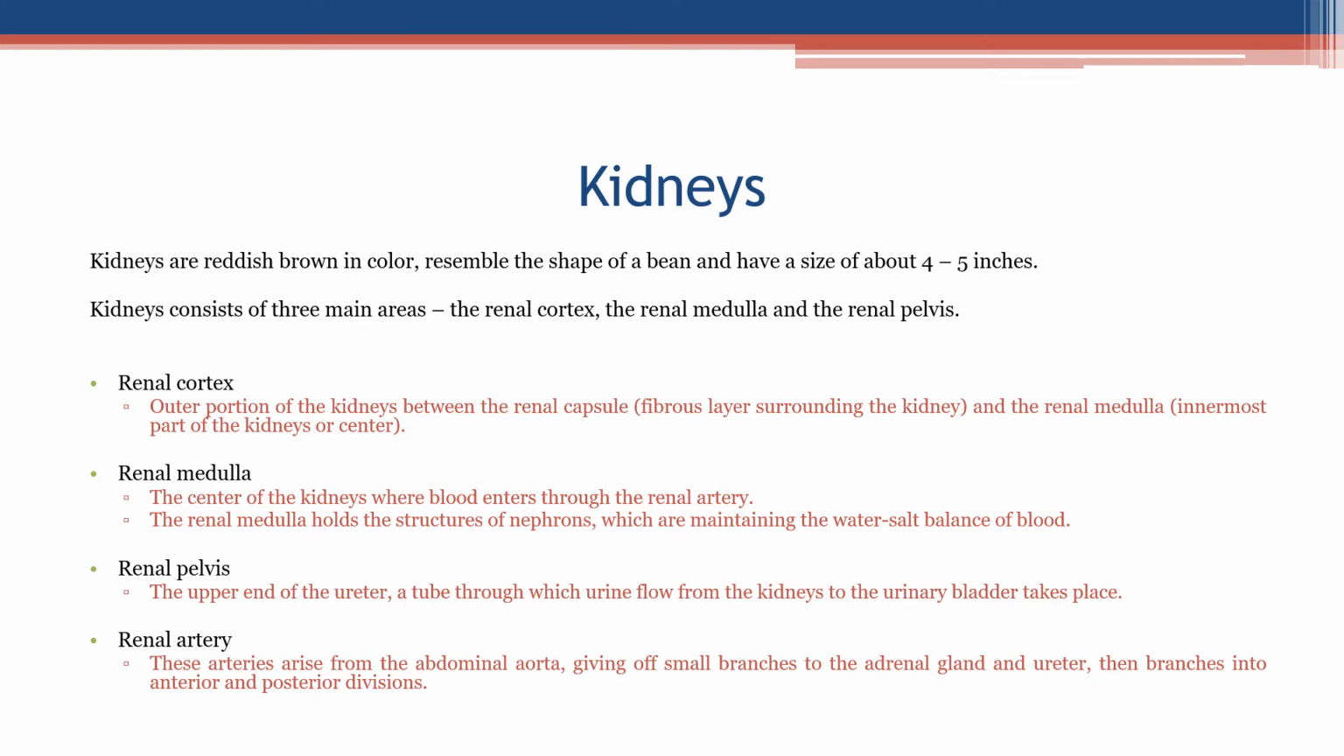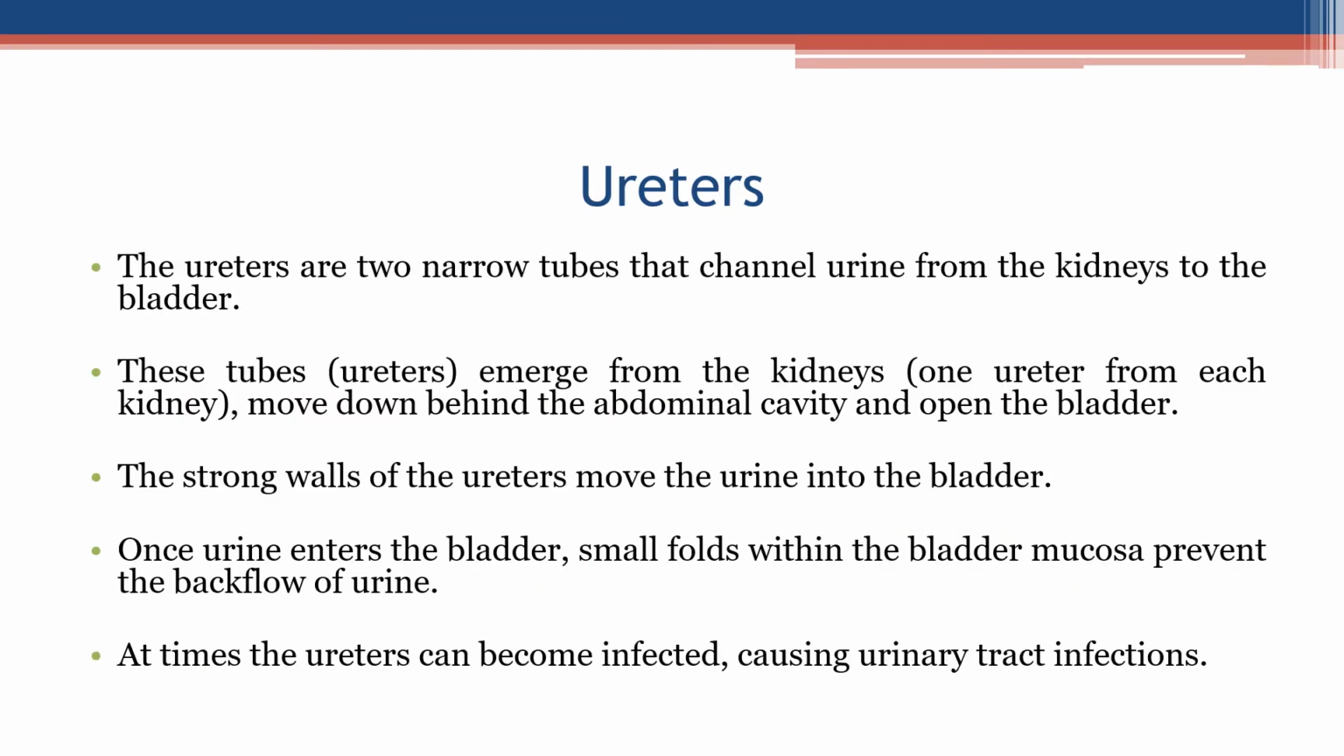Renal artery. These arteries arise from the abdominal aorta, giving off small branches to the adrenal gland and ureter, then branch into anterior and posterior divisions. Ureters. The ureters are two narrow tubes that channel urine from the kidneys to the bladder. These tubes emerge from the kidneys, one ureter from each kidney, move down behind the abdominal cavity, and open into the bladder. The strong walls of the ureters move the urine into the bladder.